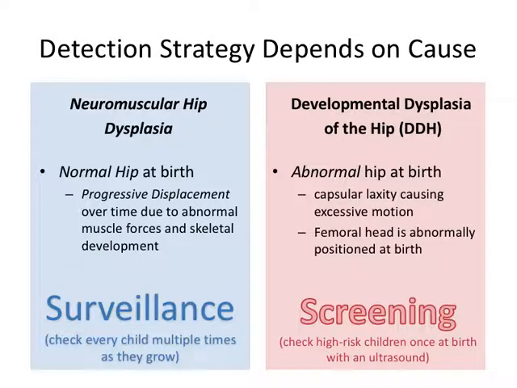So the detection strategy really depends on the cause. In neuromuscular hip dysplasia, because we have a normal hip at birth that is progressively displacing, surveillance is the strategy, in that every child gets checked at multiple points, depending upon their risk of developing hip dysplasia. In developmental dysplasia of the hip, there are criteria that put a child at risk, and those children get a single screening study, usually an ultrasound, to see if there's abnormality. If there's no abnormality, they're discharged. It's done. So it's a very different strategy in neuromuscular hip dysplasia than in developmental dysplasia.